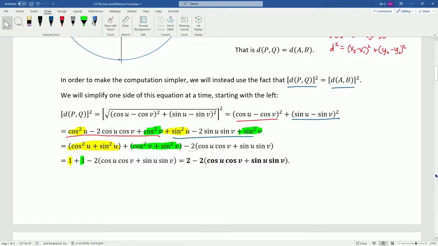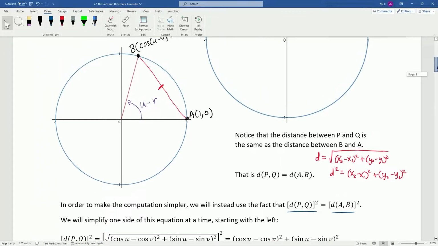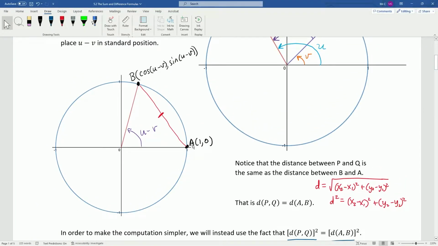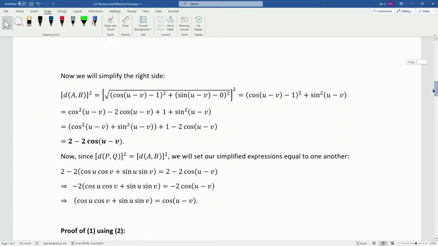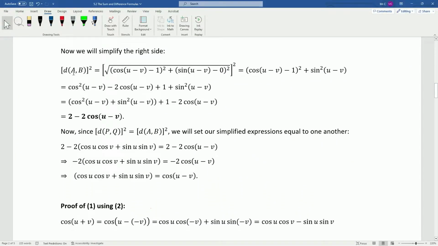Now we need to look at the distance between A and B squared. And just remember, A is the point (1, 0), and B is the point (cosine of u minus v, sine of u minus v). Okay, so let's move on to that. So the distance between A and B squared is the square root squared of (cosine of u minus v minus 1) squared plus (sine of u minus v minus 0) squared.